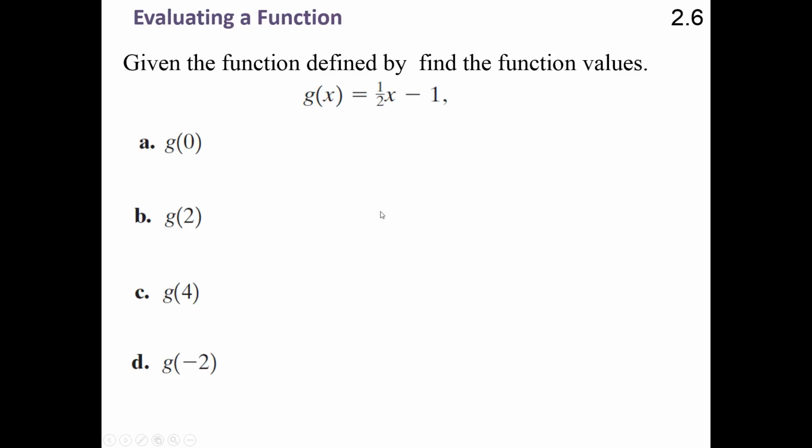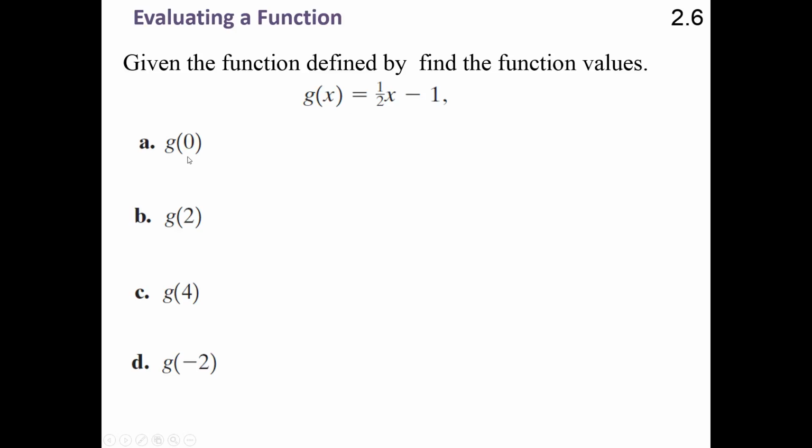Okay, so now we're going to talk about evaluating functions. So a function is given here. This looks like g is a linear function. We would read this as g of x. So g of x is equal to 1/2 x minus 1. So it's a linear function because it's an mx plus b. The slope here is 1/2, and the y-intercept is -1. Okay, so we're going to evaluate g at a few different values of x.